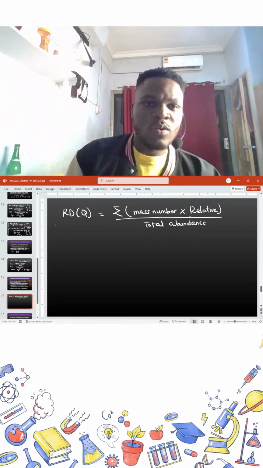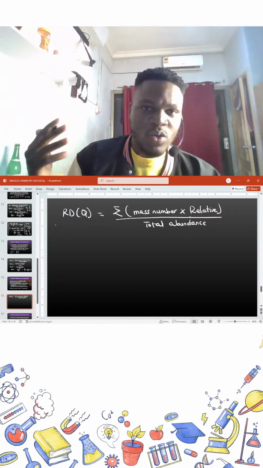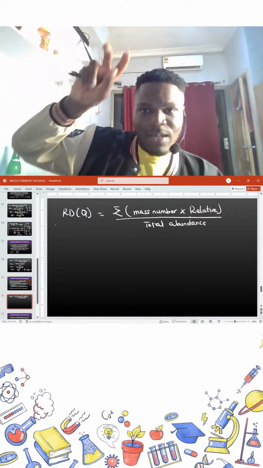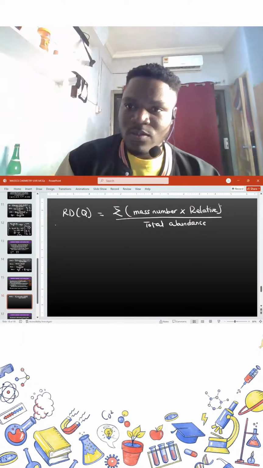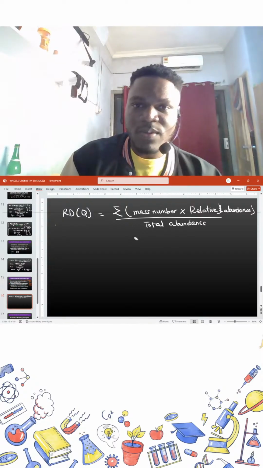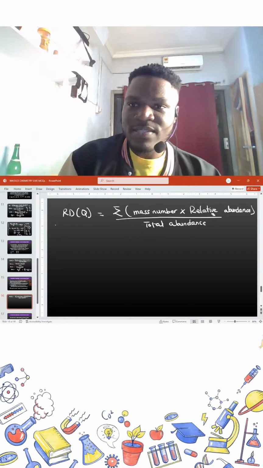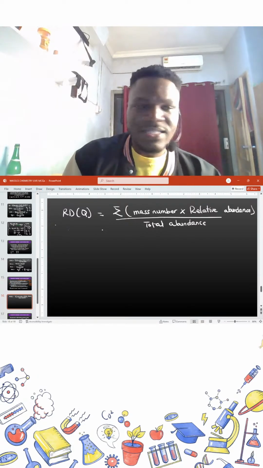Okay, so to calculate the relative atomic mass of the element or the isotope Q, it is the summation of the mass number multiplied by the relative abundance, all over total abundance. Okay, so let me quickly remove this. All right, so this is the formula.